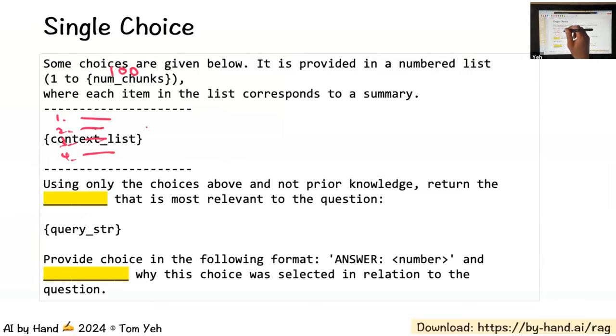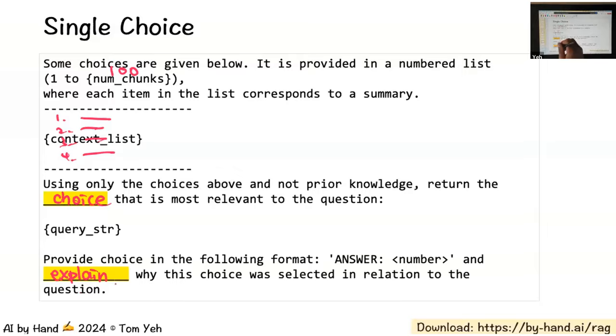And using only the choices above and not prior knowledge, because see this one more time, not prior knowledge. So in designing this prompt engineering, this seems to be important to tell the LLM to focus on what I want it to focus on, which is my data, not prior knowledge. So then return the choice that is most relevant to the question above. And then the query string comes from our user interface, and provide the choice in the following format: answer, number, and explain why. That's sometimes for choice. We'd like to then explain why the choice was selected in relation to the question.